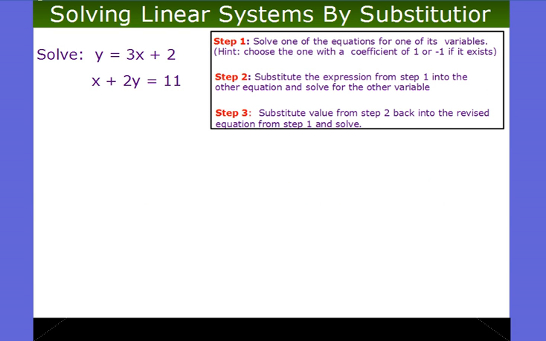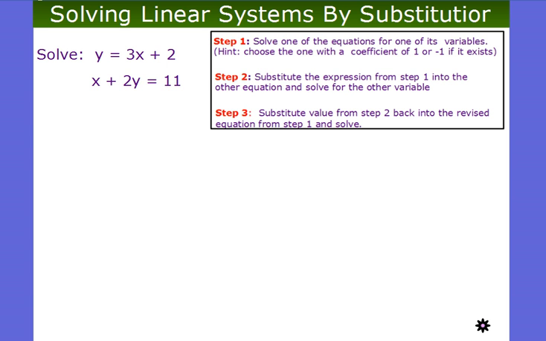The example is y equals 3x plus 2 and x plus 2y equals 11. Step one is we're solving one of the equations for one of its variables. Again, we're choosing one that has a coefficient of 1 or -1. This equation is already solved for y, so I've already technically done step one. If it wasn't solved for y, we could also use this equation to solve because the x has a coefficient of 1 right here.